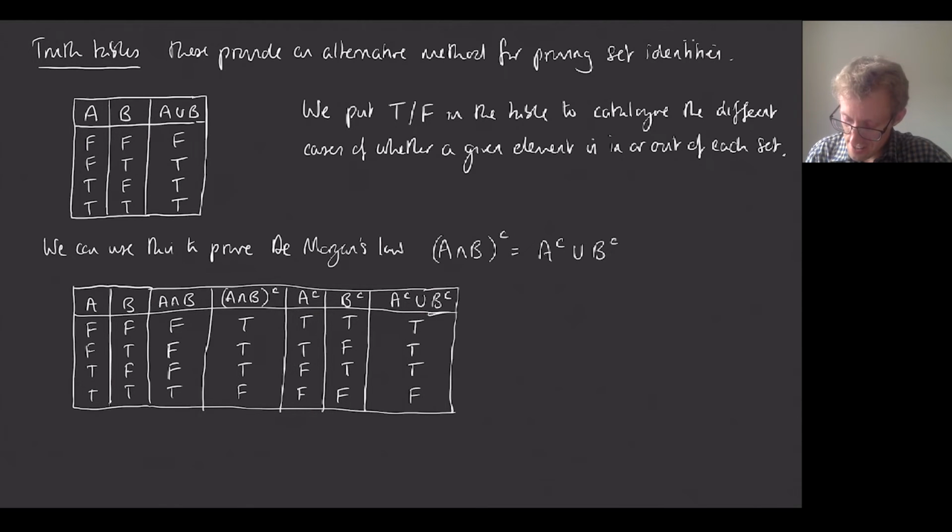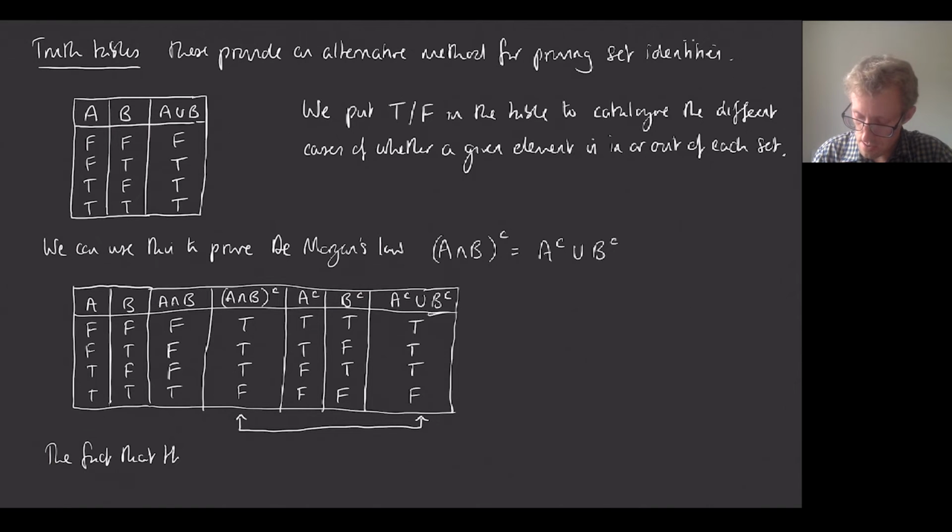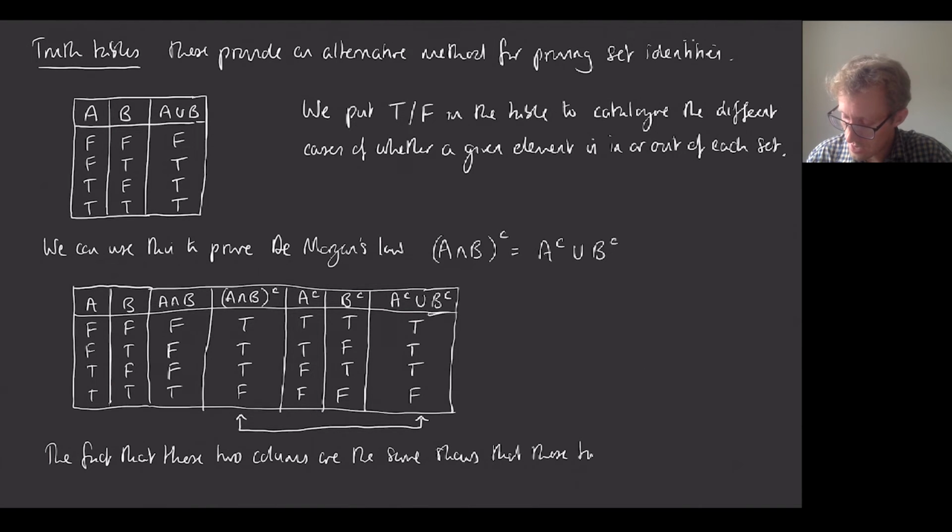Okay, and the point here is that this column and this column are the same. So I'll say the fact that these two columns are the same shows that these two sets are equal. Okay, and so that proves this law here. Okay, so that's truth tables.